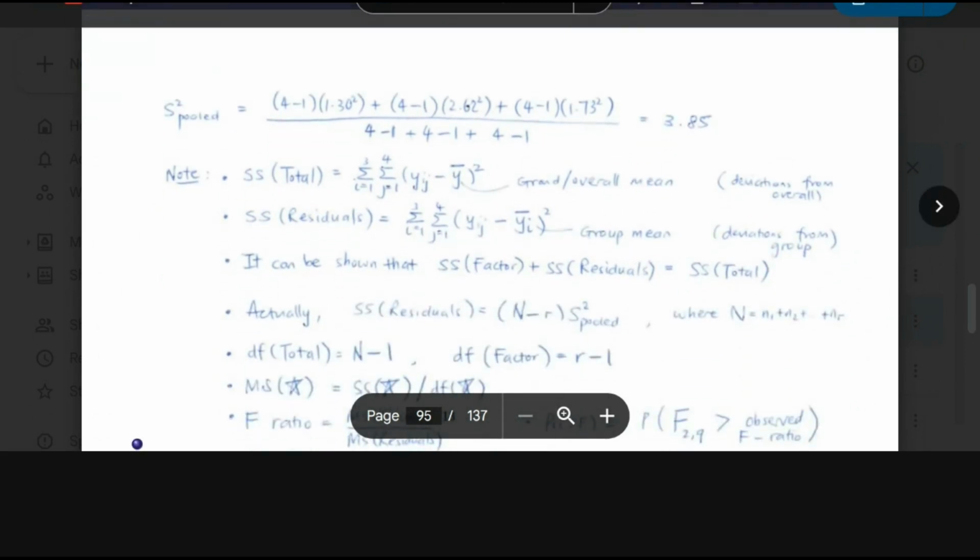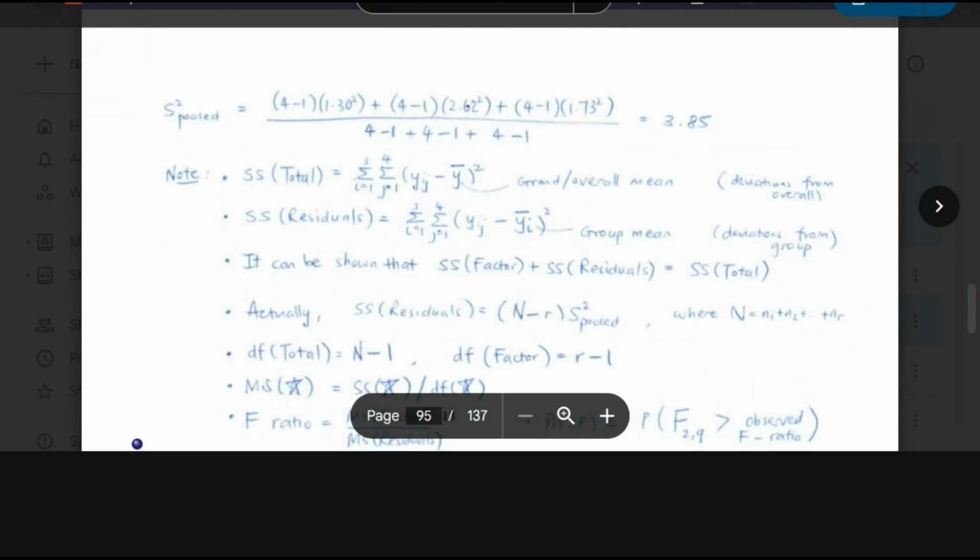Okay, good. Now, do you see S pooled is 3.8? S squared pooled is 3.85. First of all, you know the formula. I'm taking every chicken feed group standard deviation, squaring it, scaling by the sample size minus 1. So in other words, it's (n1 minus 1) s1 squared plus (n2 minus 1) s2 squared plus (n3 minus 1) s3 squared, and then you divide by the total sample size minus the number of groups. So this gives you 3.85.